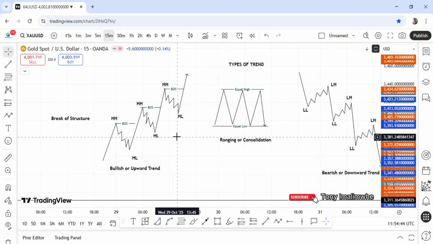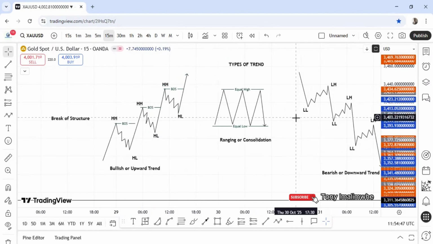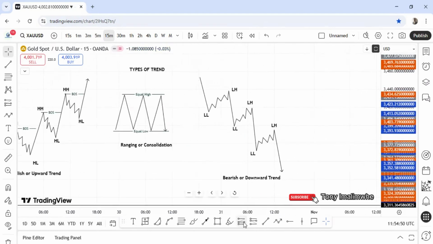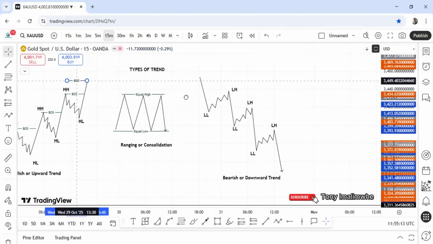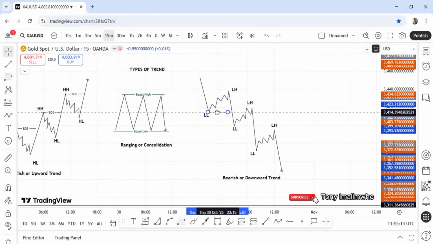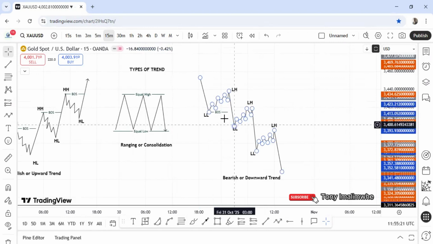Now, for a bearish trend, you also have the same thing. When price from this price level moves impulsively to this level to give a lower low, then retraces back and breaks again, the break of structure is here. Break of structure to the downside is here. Price broke below this price level. This is a break of structure down here.